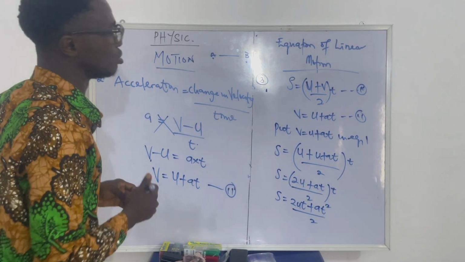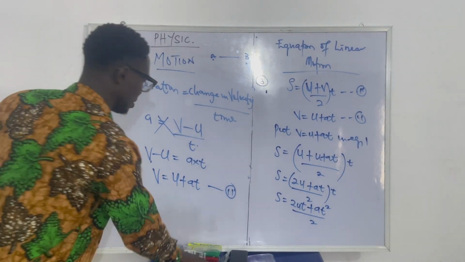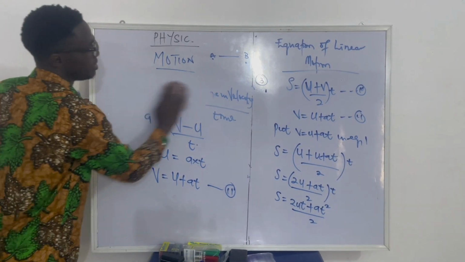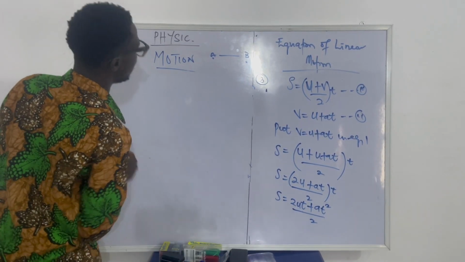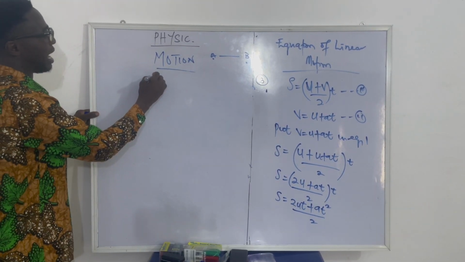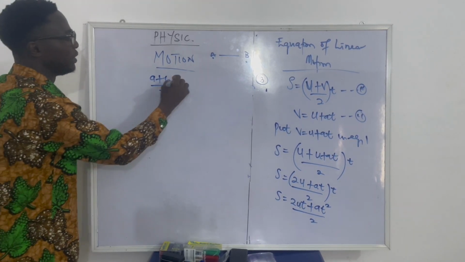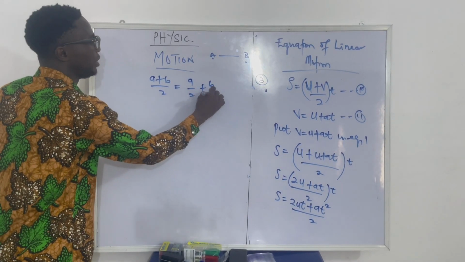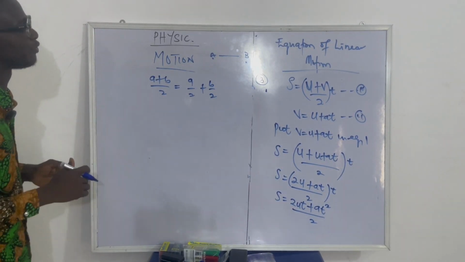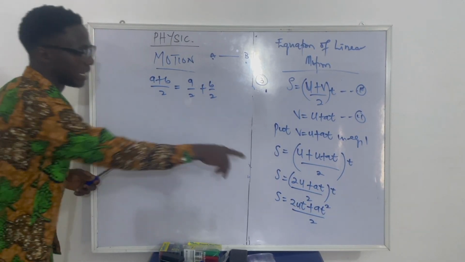All divided by 2. Now, there is one thing we can do. Let's assume you have (a plus b) over 2. You agree with me that we can write it as a over 2 plus b over 2. We can split it in this form, and that is what we are going to do in the next step.